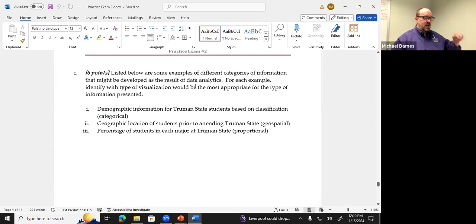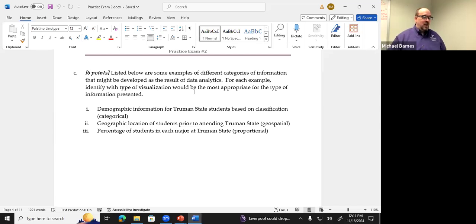All right, listed below are some examples of different categories of information that might develop as a result of data analytics. For each example, identify which type of visualization would be most appropriate for the type of information presented. Okay, so demographic information, recruitment state students based on classification. So this is categorical data. This is actually the first type of data that we talked about. So it's the first visualization we looked at. What was our first visualization? Those are the bar charts, vertical or horizontal bar charts. If you chose bar charts, that would be fine, but vertical or horizontal bar charts.